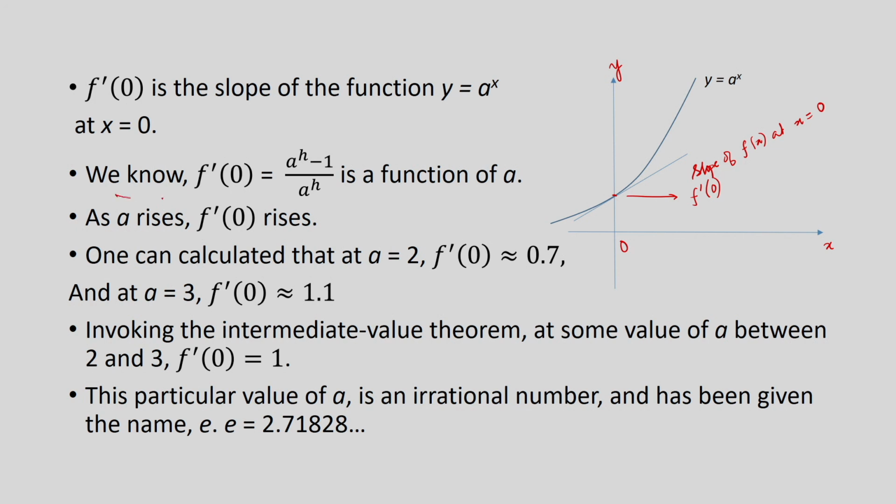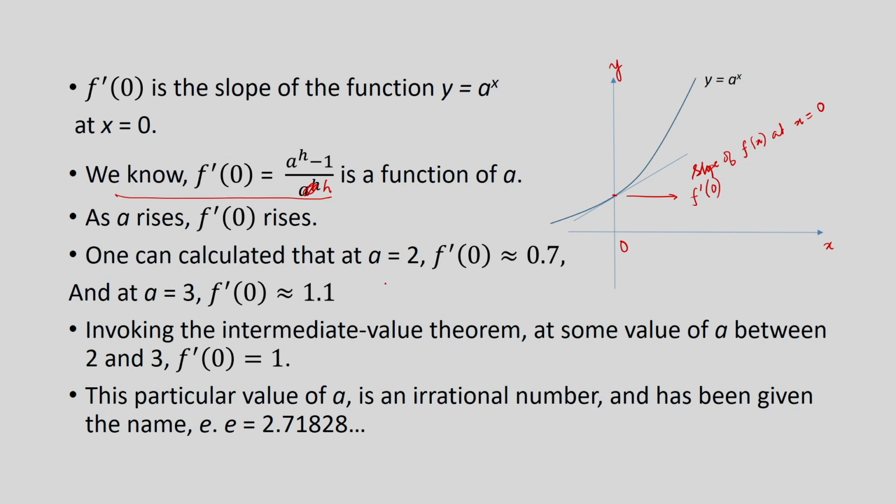Now, we know that f dash of 0 is equal to (a to the power h minus 1) divided by h, and this is a function of a. So, as a changes, this quantity will also change. F dash of 0 is this, and as we know, it is the slope of this function at this particular point.